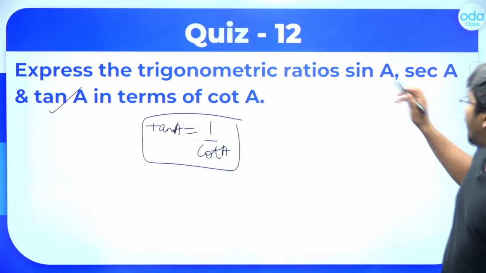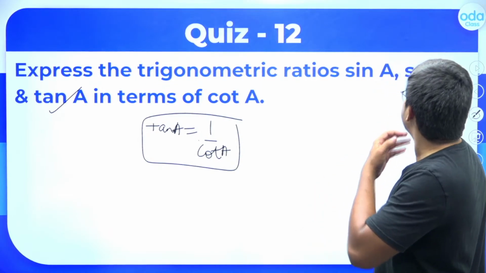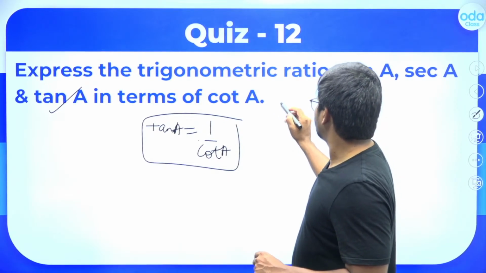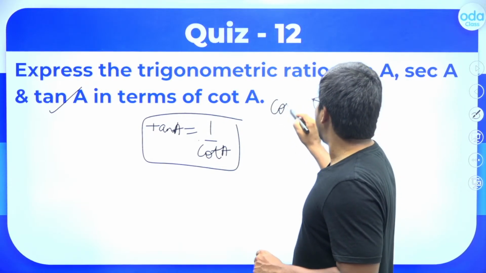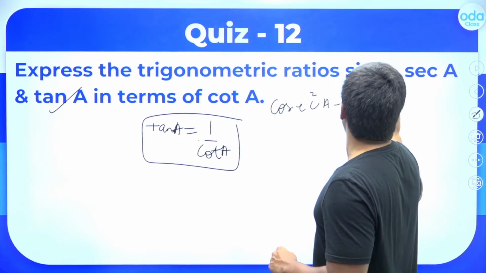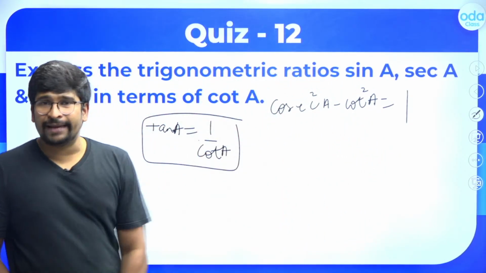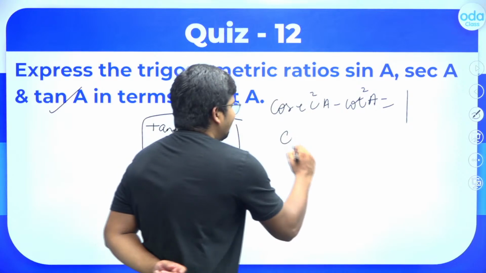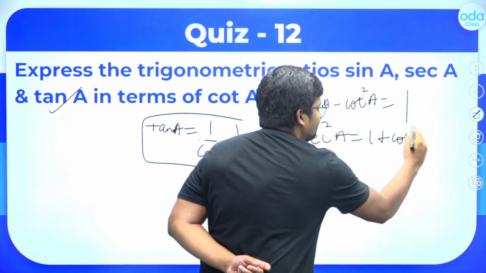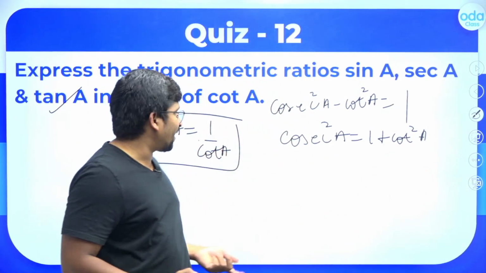That is achieved. Now sin A should be written in terms of cot A. How can you write sin A in terms of cot A? Let's check. You know that cosec square A minus cot square A is 1. So can I write cosec square A as 1 plus cot square A? You can easily write it like this.